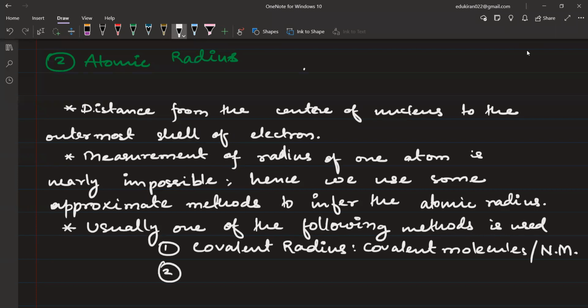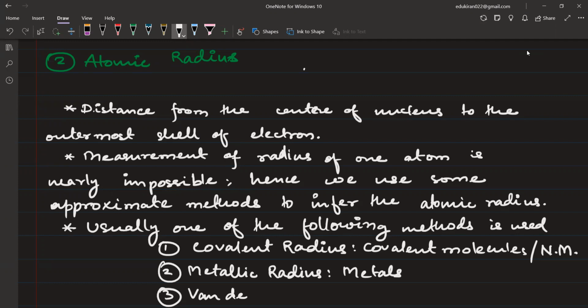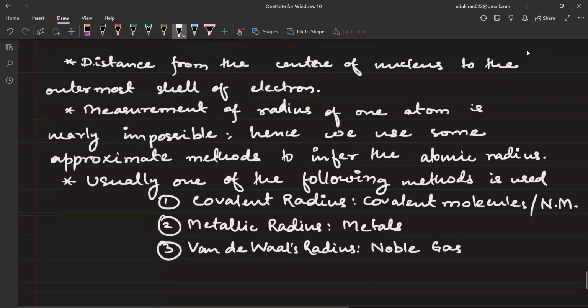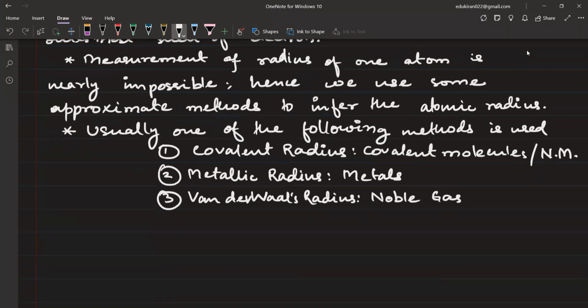Then we use metallic radius for metals. These are used for metals. Then the third one is van der Waals radius. We use this for measurement of the radius of noble gases. Van der Waals, okay.